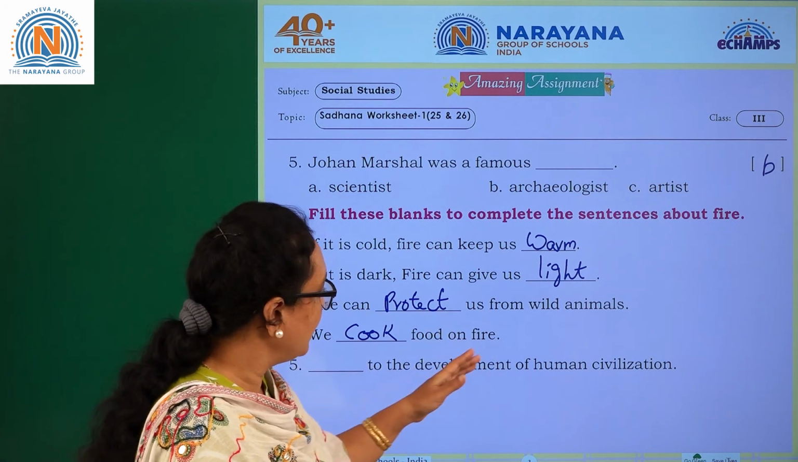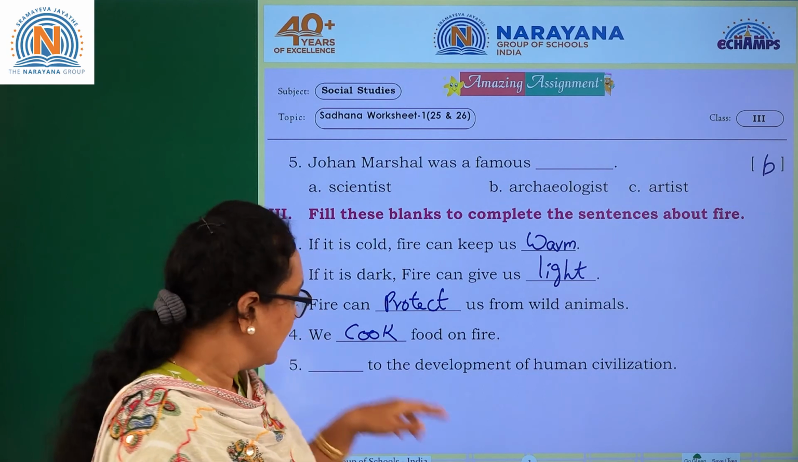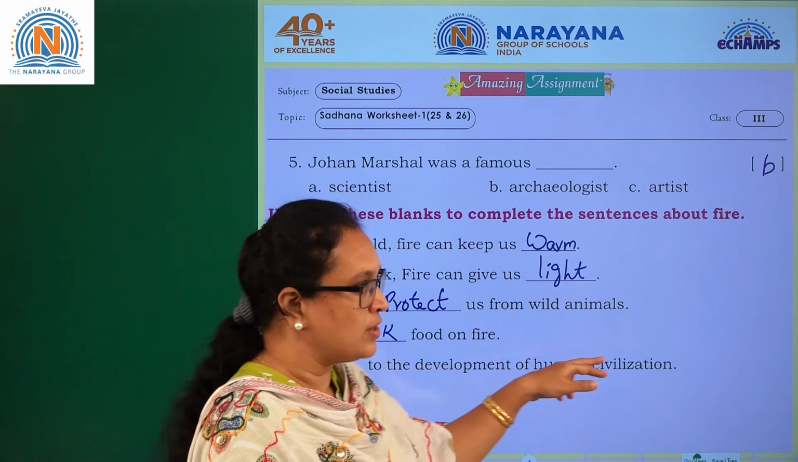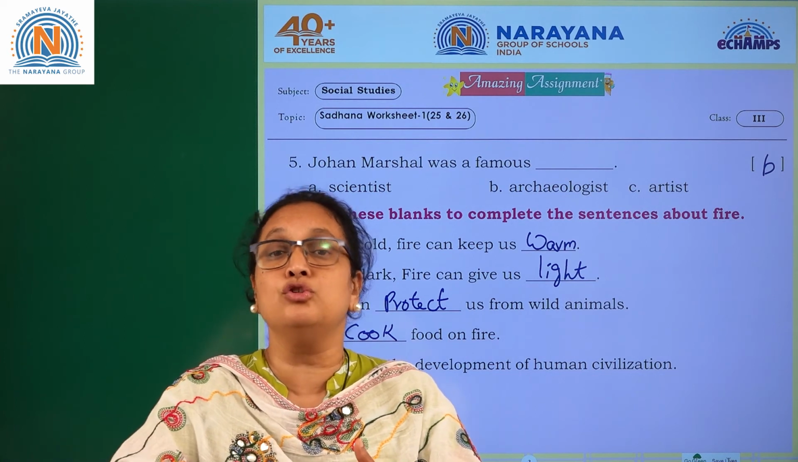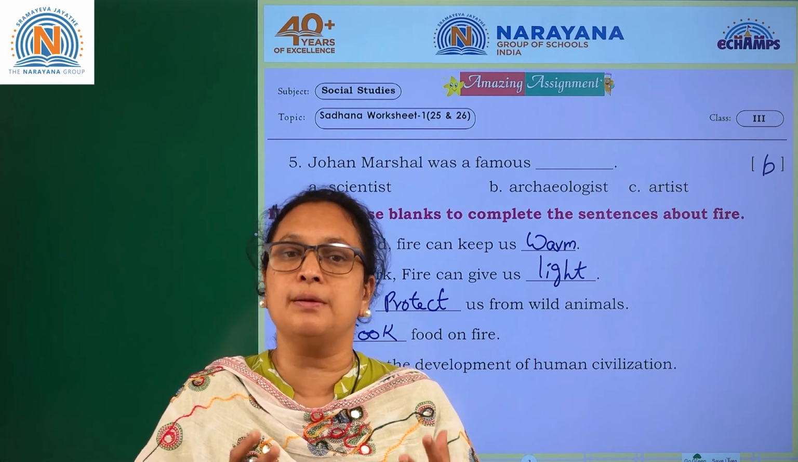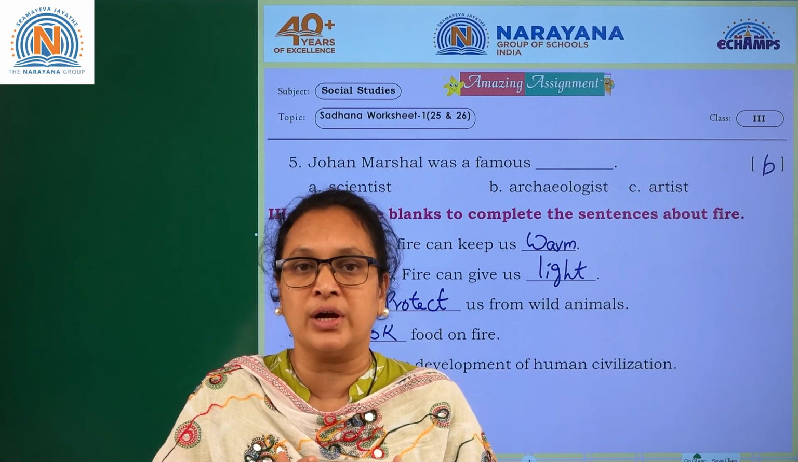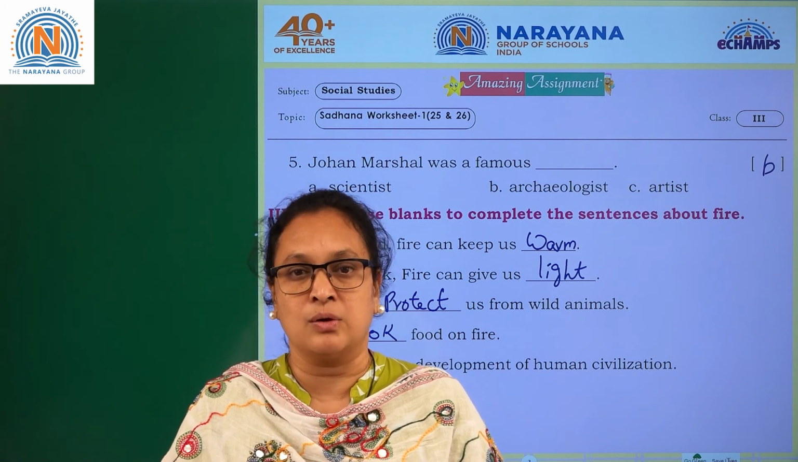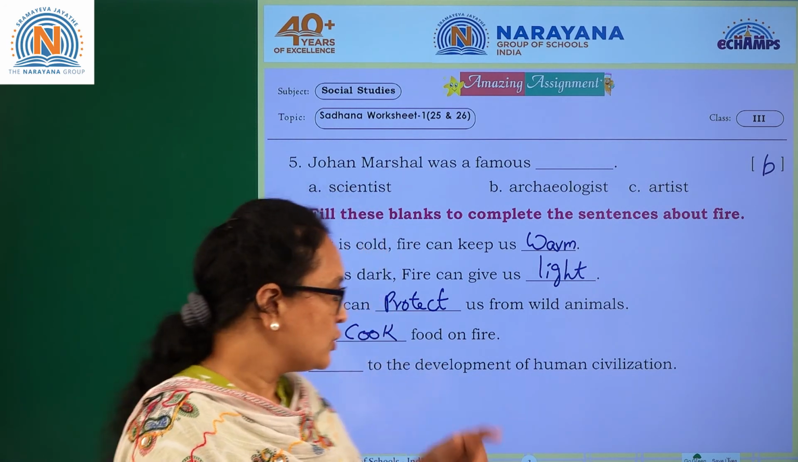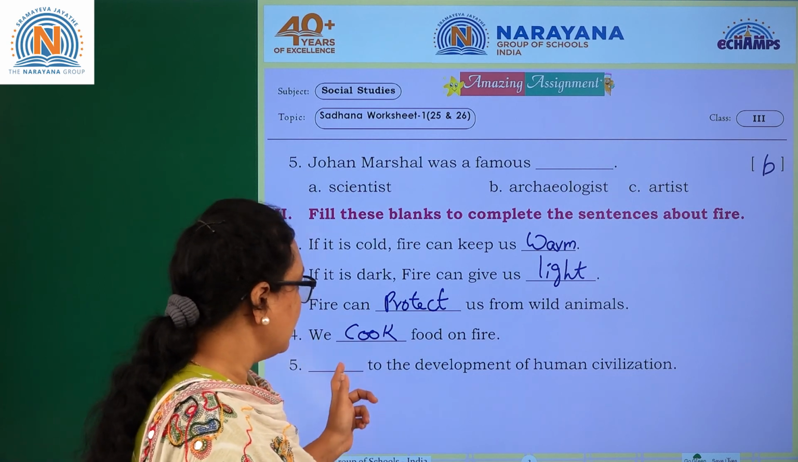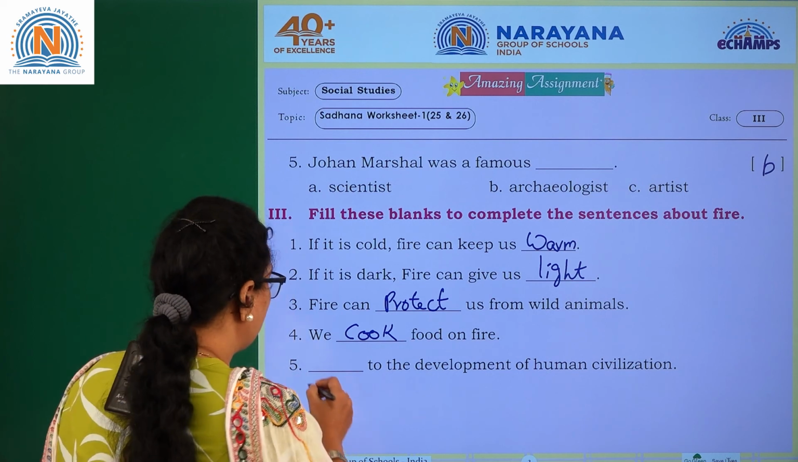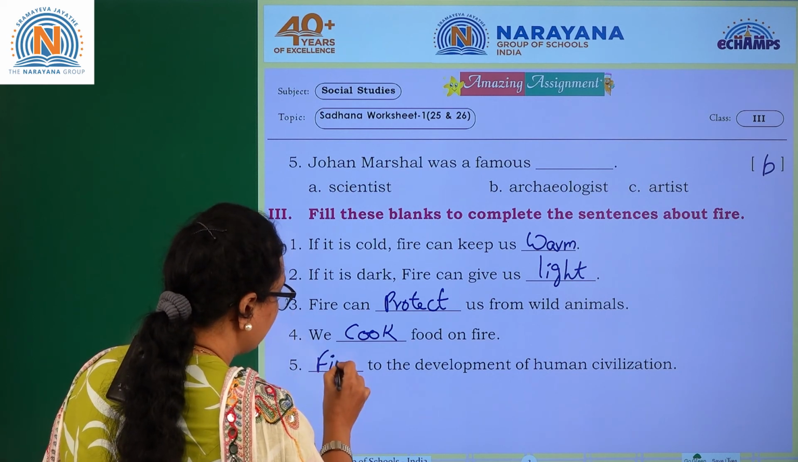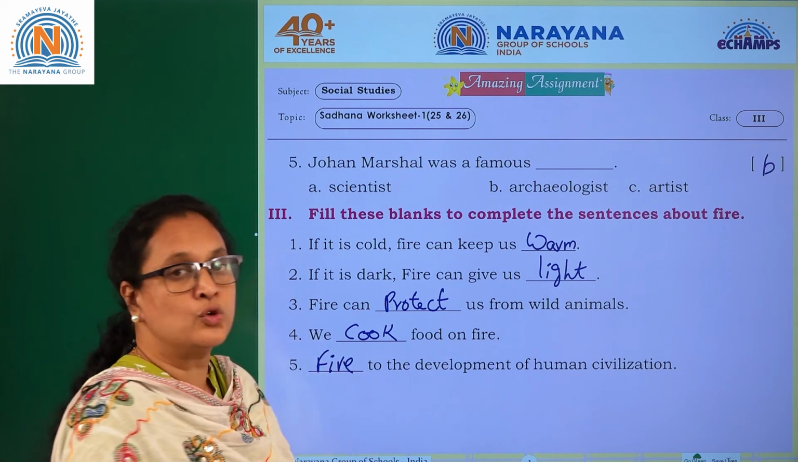Fire led to the development of human civilization. After the discovery of fire and the wheel, this is a completely new period for the early man. So even now, without fire, we can't melt what? The metals, right? So fire led to the development of human civilization. So what was discovered here? Fire. Fire led to the development of human civilization.